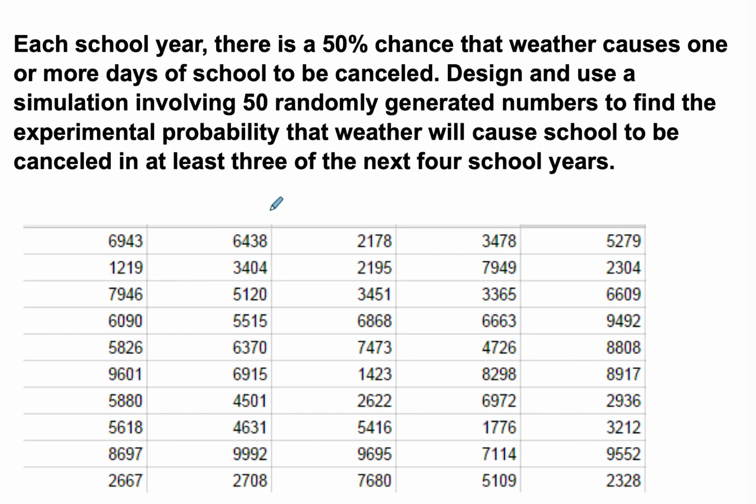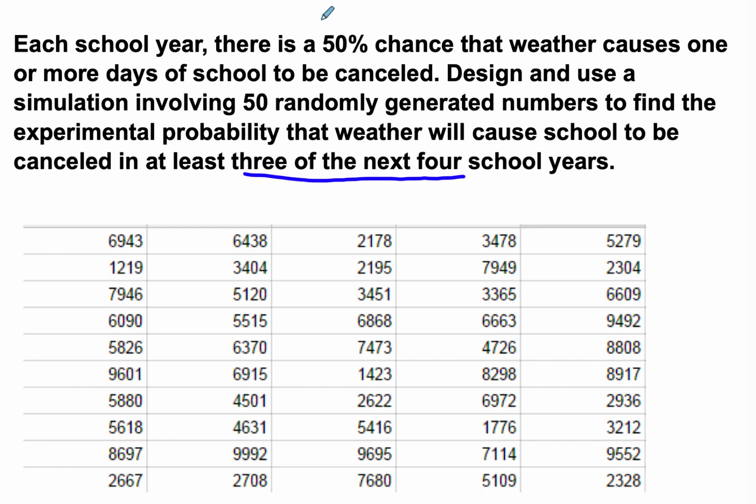Each school year, there is a 50% chance that the weather causes 1 or more days of school to be canceled. Design and use a simulation involving 50 randomly generated numbers to find the experimental probability that the weather will cause school to be canceled in at least 3 of the next 4 school years. So we're going to do 4 numbers for the 4 school years. We're looking for ones where at least 3 indicate that the weather's changed.